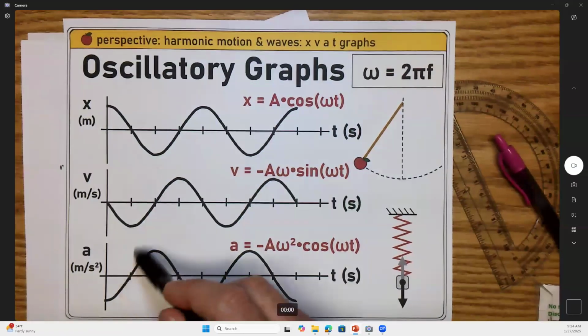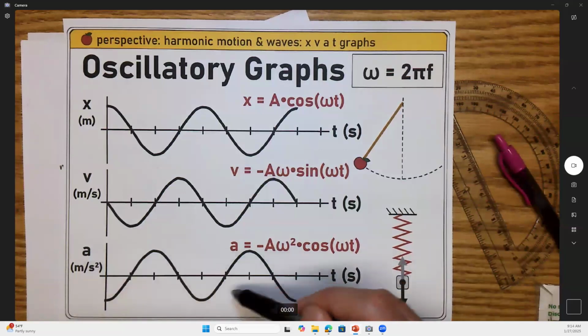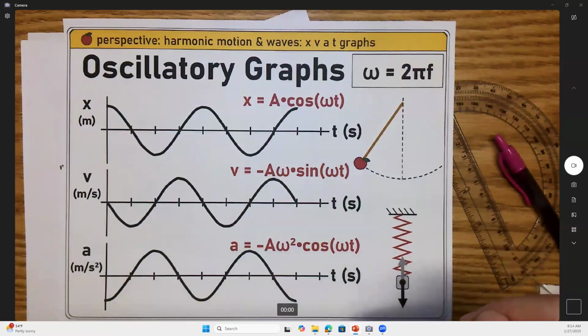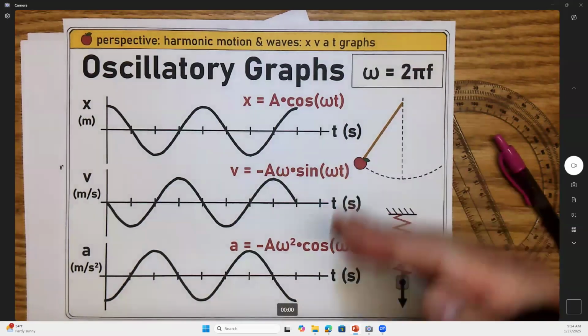Do you guys remember? I may have mentioned this once last semester. Does anybody know what the rate change of acceleration is called? Starts with a J. It's called jerk. So this could also have a jerk graph, maybe. These could just repeat forever, right?